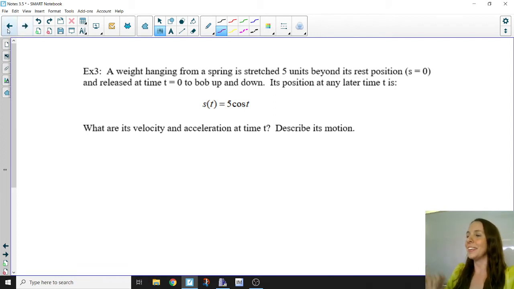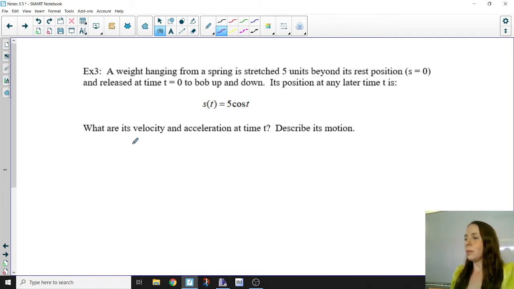All right, let's go. Example 3, we have a weight hanging from a spring that is stretched 5 units beyond its rest position, and that rest position is called S equals 0, and released at time t equals 0 to bob up and down. Its position at any time later is given by this function, S of t equals 5 times cosine of t. The question is, what are its velocity and acceleration at time t, and describe its motion.